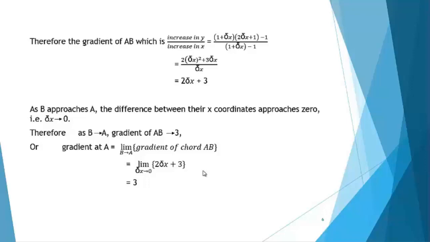As b approaches a, the difference between their x coordinates approaches 0. So that is delta x tends to 0. As delta x tends to 0, in the expression 2 delta x plus 3, the 2 delta x goes to 0, and the answer for the gradient at a would be just 3. So we represent it as gradient at a equals the limit of the gradient of chord AB, where b tends to a. When b tends to a, delta x becomes 0, which means delta x tends to 0. As a result, the gradient at a becomes 3.